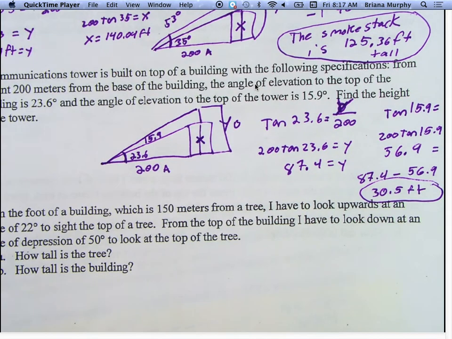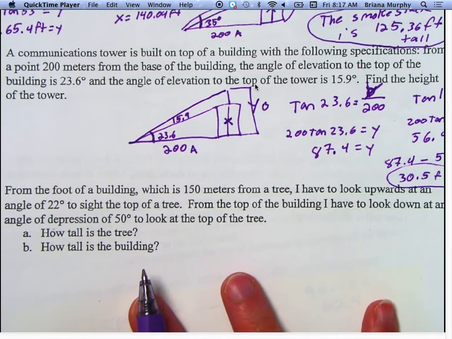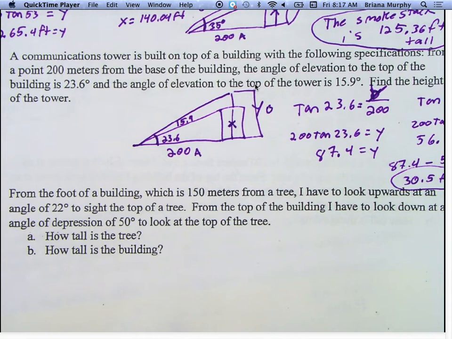Okay, let's look at this next one. From the foot of the building, which is 150 meters from a tree, I have to look upward at an angle of 22 degrees to sight the top of the tree. From the top of the building, I have to look down at an angle of depression of 50 degrees to look at the top of the tree. How tall is the tree? How tall is the building? Okay.